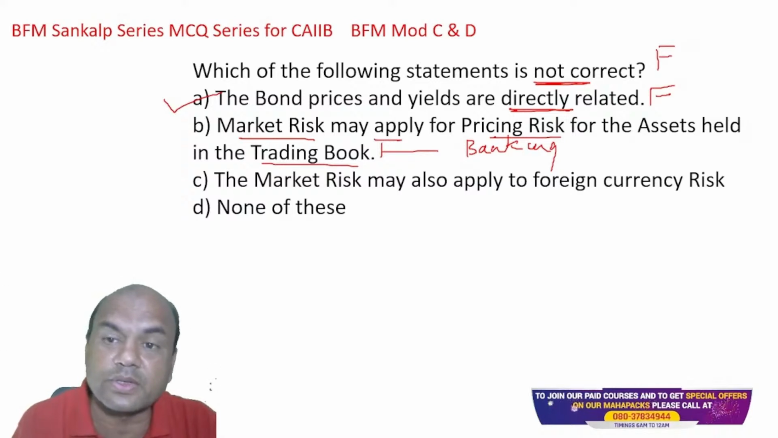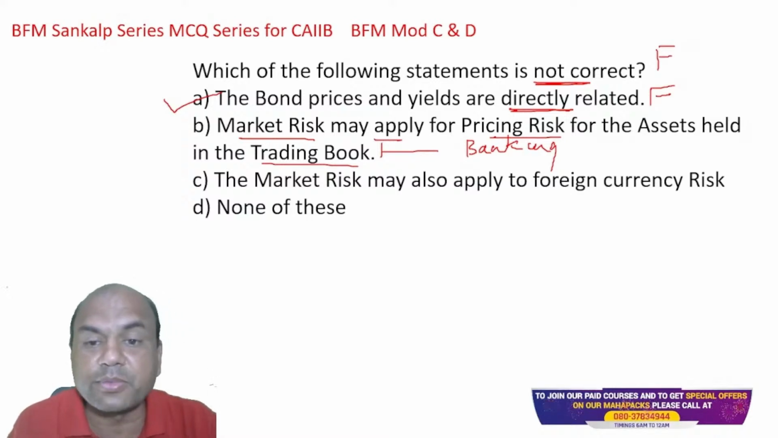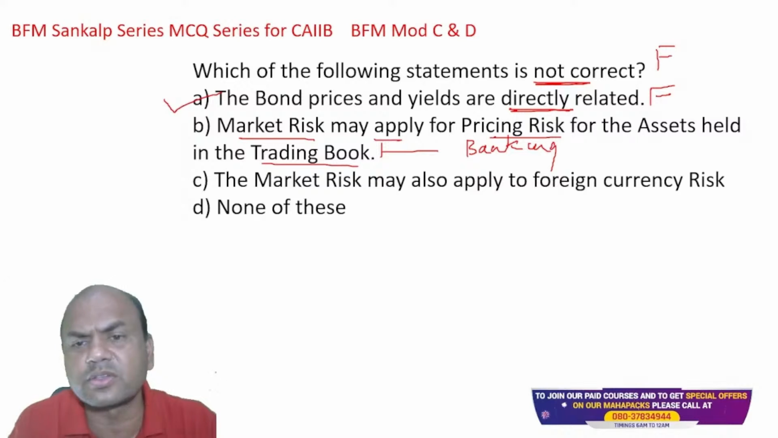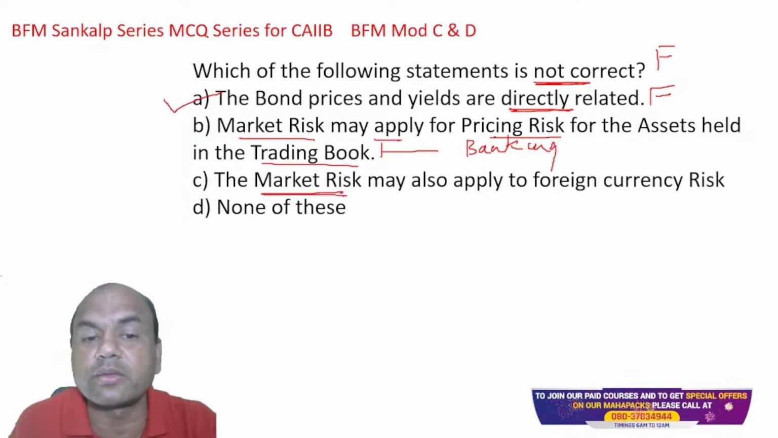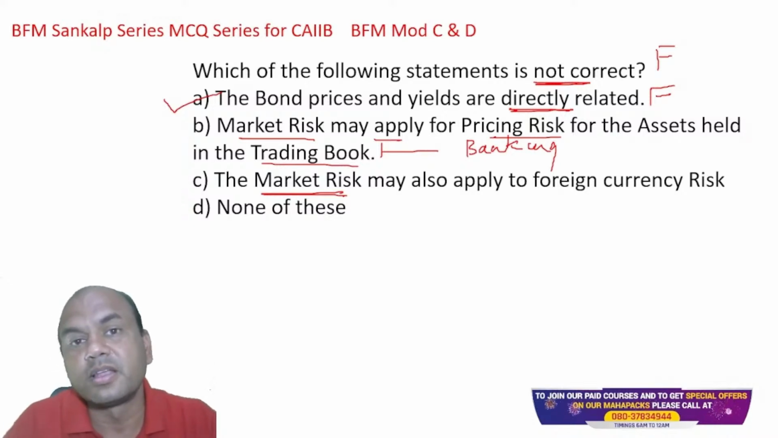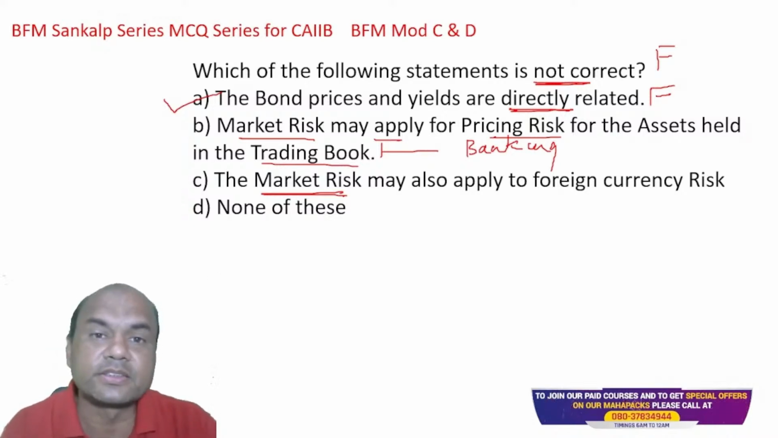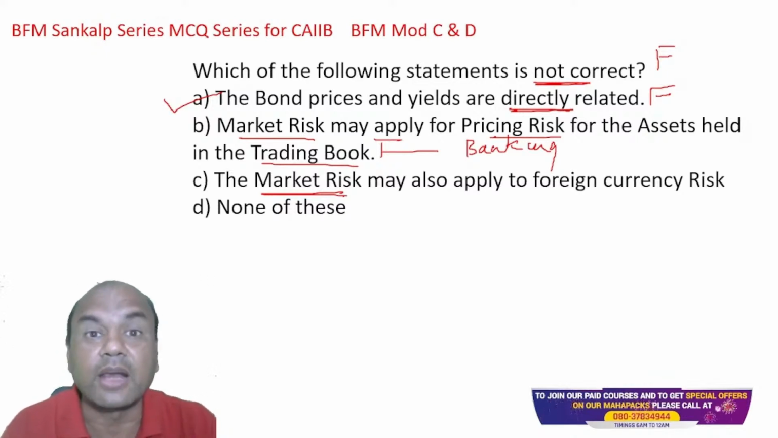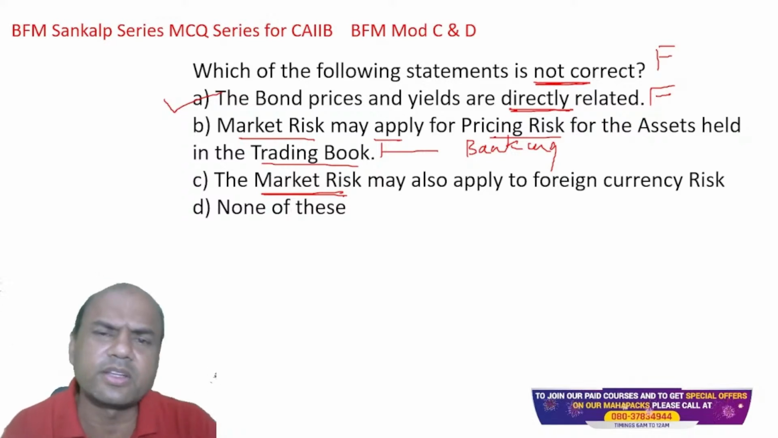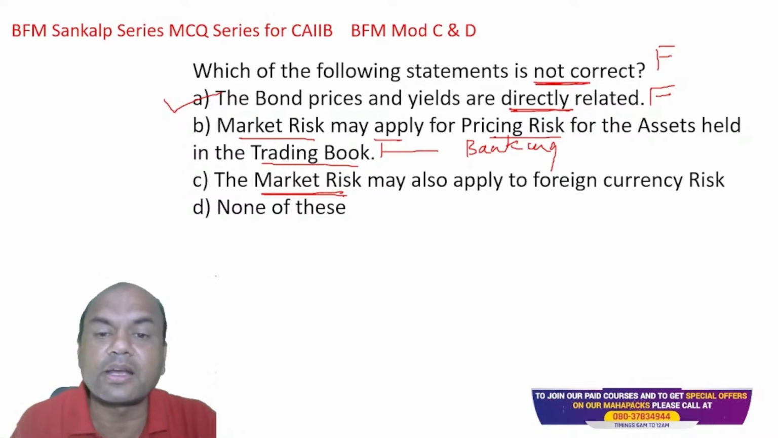We want a false one. The market risk may also apply in foreign currency risk. So obviously, market risk means what? The risk which is not in your hands, right? Like the Russia-Ukraine war, COVID, is it in your hands? Nothing. RBI changing the repo rates, it's not in your hands. So that's why market risk may also apply to foreign currency risk. So that is also true. So the answer is only A.